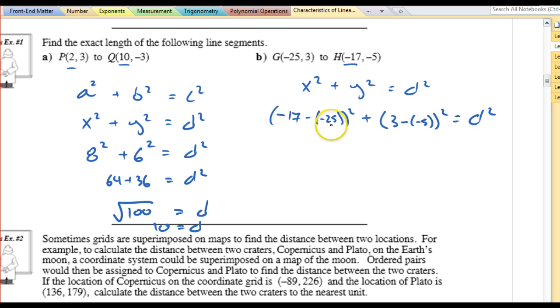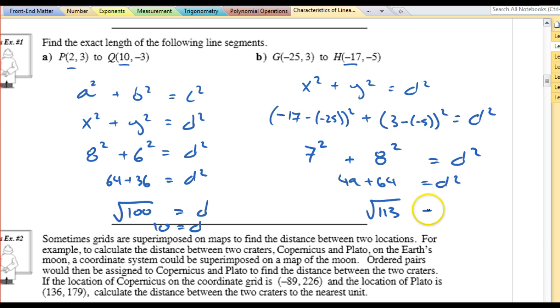Negative 17 plus 25, that's going to be 7 squared plus 8 squared equals d squared. 49 plus 64 equals d squared. So the final answer is the square root of 113 equals d, because I have to obviously square root both sides there. Okay, let's do a word problem.